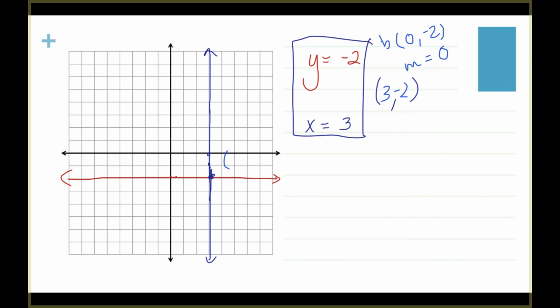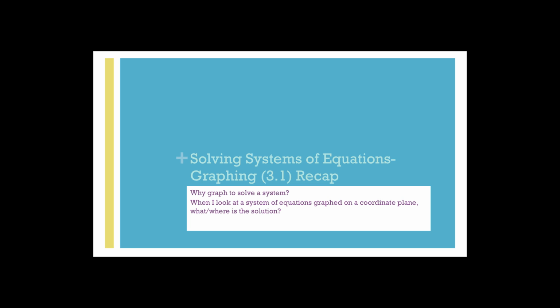So if we know we have a vertical and a horizontal line, every point on the vertical line has a 3 for the x, every point on the horizontal line has a -2 as a y, so it's the only place they intersect. Graphing to solve a system can be a really quick check, especially with that vertical and horizontal one, or if you have a y equals x one. There's shortcuts. I wouldn't do it for every system, but some systems just call out for it. And when I look, what's the solution? It's where the lines intersect.